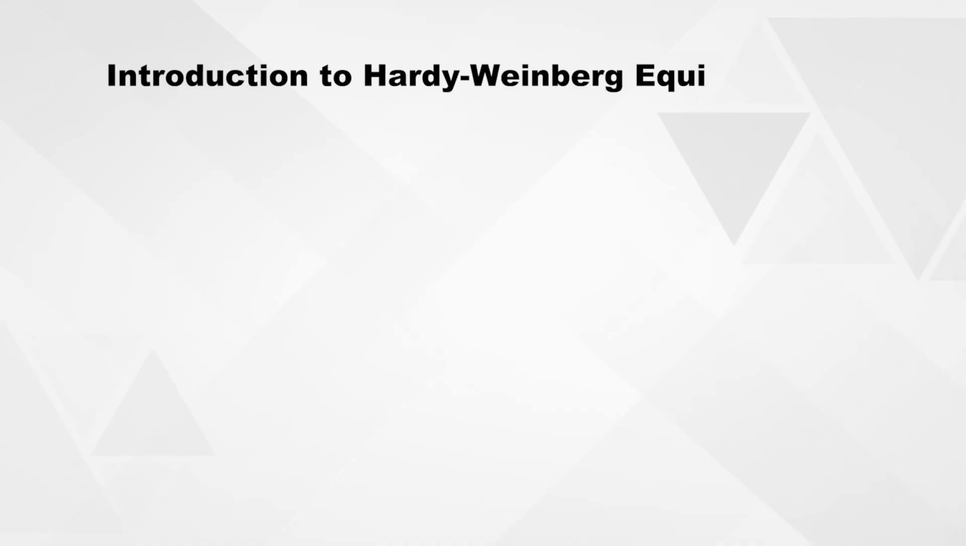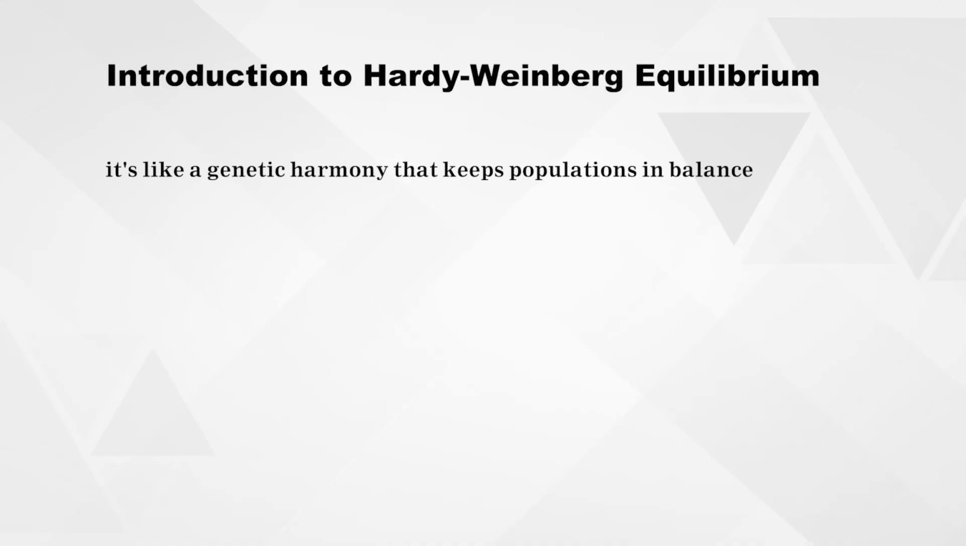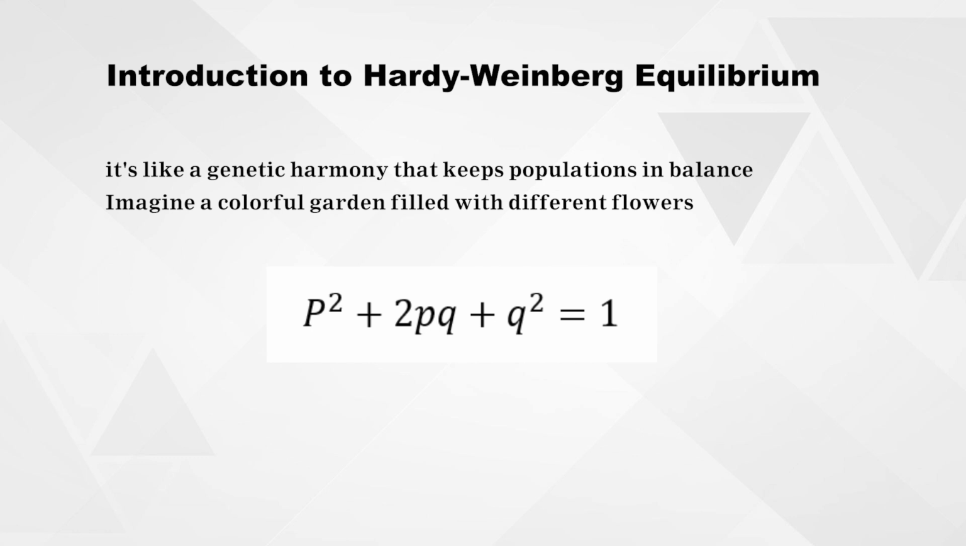Imagine a group of animals on an island. Each of them will have their own stack of food. If suddenly some animals start munching on a new treat, it's a sign that equilibrium is disrupted. The mathematical representation is p squared plus 2pq plus q squared equals 1.